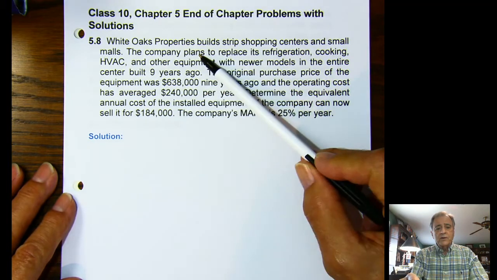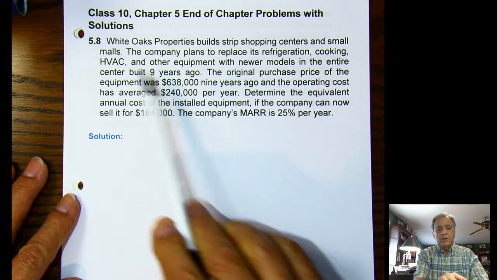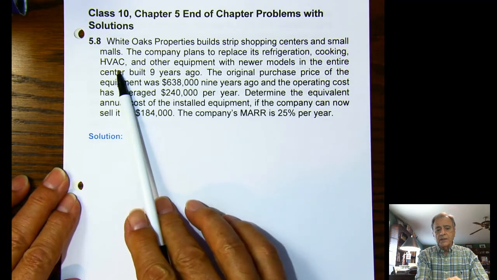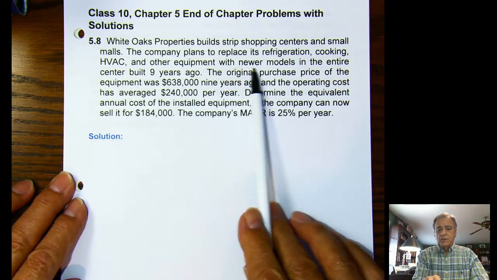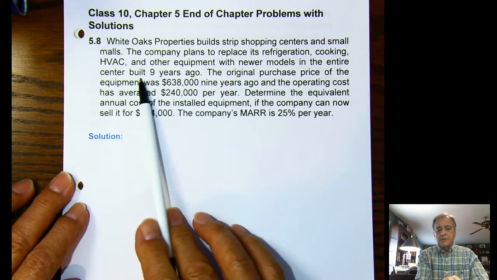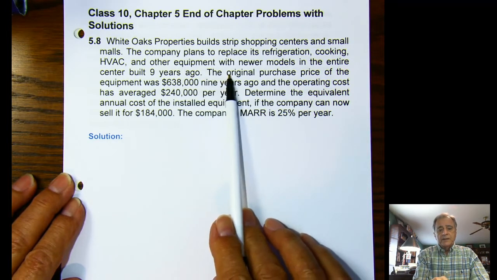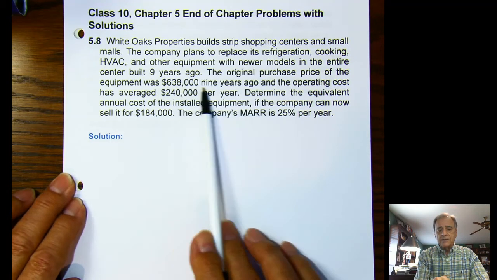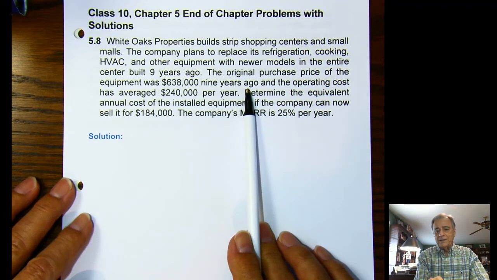The question says White Oak Properties builds strip shopping centers and small malls. The company plans to replace its refrigeration, cooking, heating, ventilation, and air conditioning and other equipment with new models in the entire center built 9 years ago. So this center was built 9 years ago, and they're going to replace all the equipment. The original purchase price of the equipment was $638,000 9 years ago. Okay, so that was a present value 9 years ago.